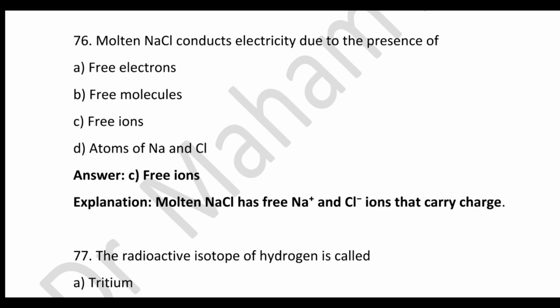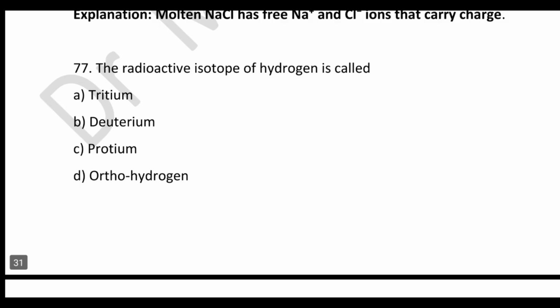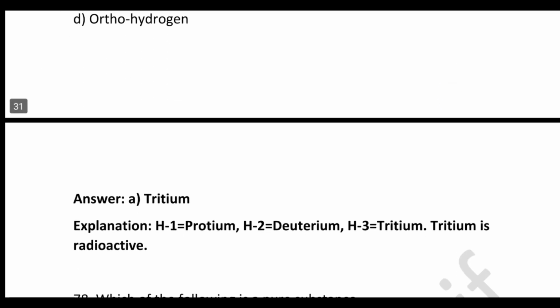Molten NaCl conducts electricity due to presence of, correct answer is option C, that is free ions, because molten NaCl has free sodium and chlorine ions that carry charge. The radioactive isotope of hydrogen is called, correct answer is option A, that is tritium, because if hydrogen is 1, it is called protium, hydrogen 2 is called deuterium, hydrogen 3 is called tritium.